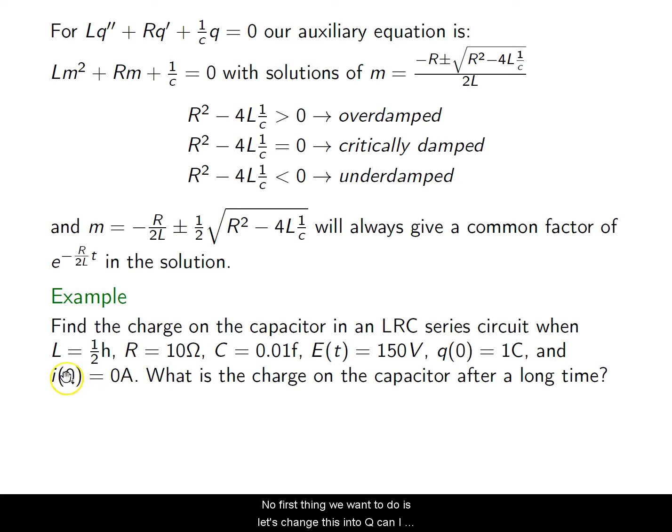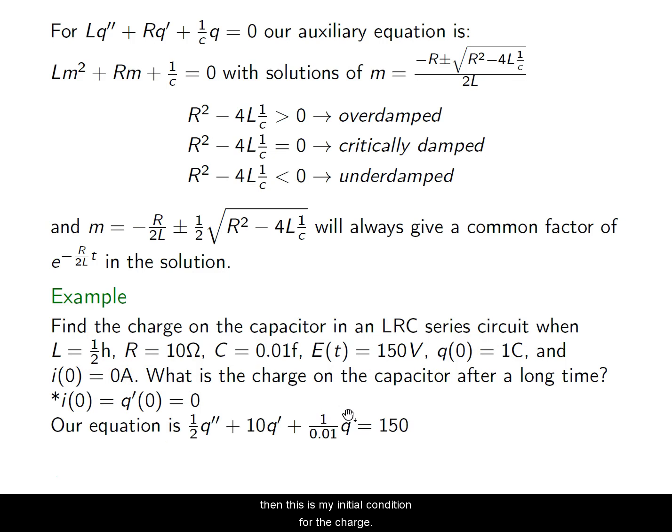Now, first thing we want to do is let's change this into Q. Again, notice everything I do really relies on Q. So let's change I into its analogous Q form, just Q prime. So I of 0 means Q prime of 0 is 0. Right, so that's my initial condition for this, and then this is my initial condition for the charge.